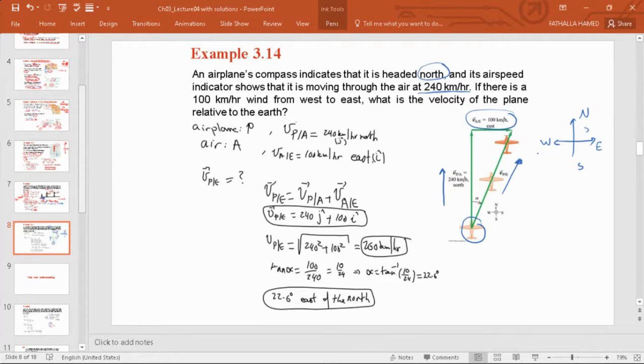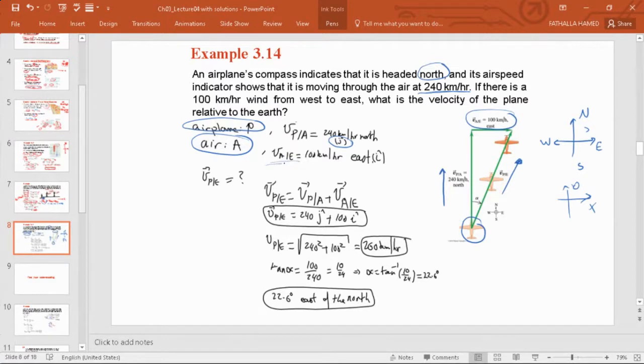So to solve this problem here, we're going to use the symbol P for the airplane, symbol A for the air, and we're going to say that the speed of the plane relative to A is equal to 240 kilometers per hour. I did not put an arrow on top. I'm just taking the magnitude here, indicating that speed. And it's moving north, so I'm putting in a j hat here, which is along the Y. If I choose, this is my X and this is my Y.